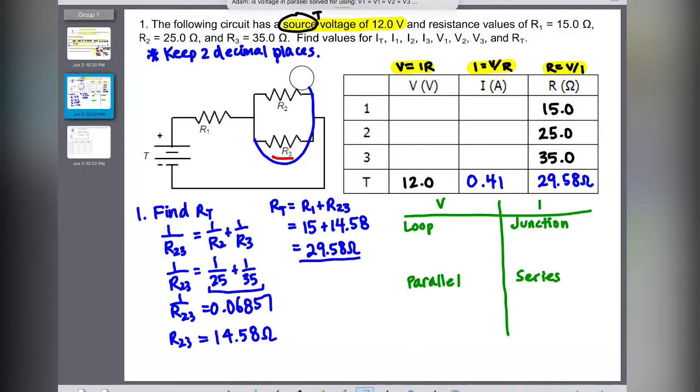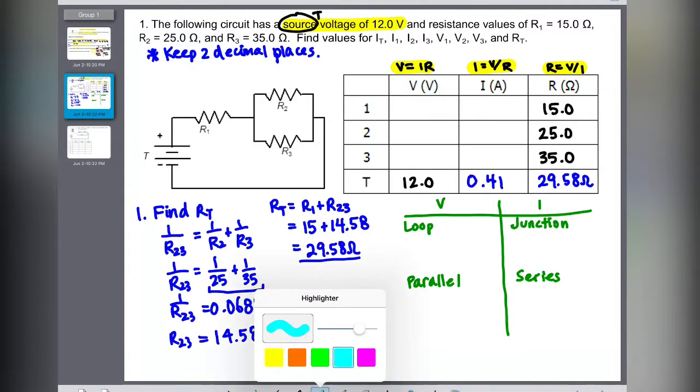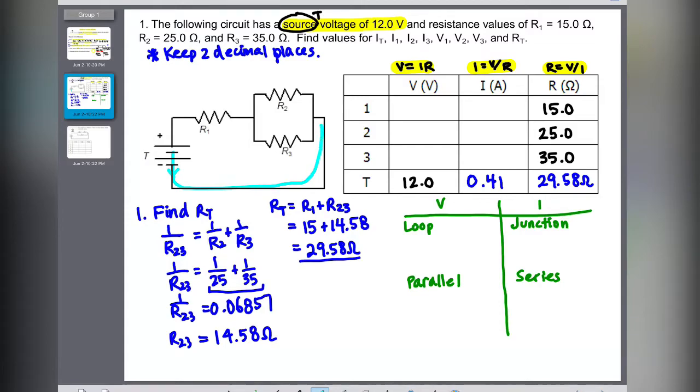Okay, I'm going to erase these marks on this here. And I'm going to start with a loop. In a loop, I would use a highlighter and actually trace the loop. It always starts off with the negative, so it's going to go this way. And you're going to come on around and you're going to choose up or down. I'm just going to go up. It doesn't matter which one you choose because you will take care of the other one where you do the parallel one. Okay, so voltage gain is VT because I go through the battery.